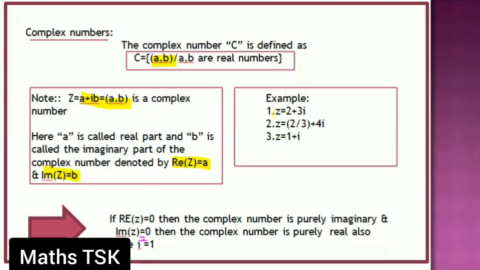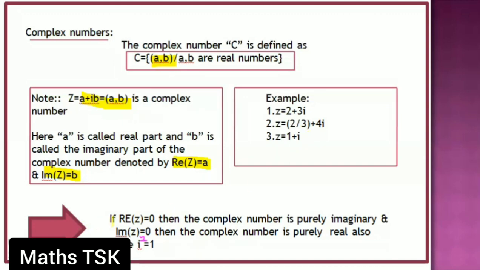Here the examples are given. 2 plus 3i is a complex number, where 2 is a real number, 3 is a real number. 2 by 3 is rational, also real, plus 4i, 4 is real, so it's a complex number. z is equal to 1 plus i, so real number plus i into real number is a complex number set.